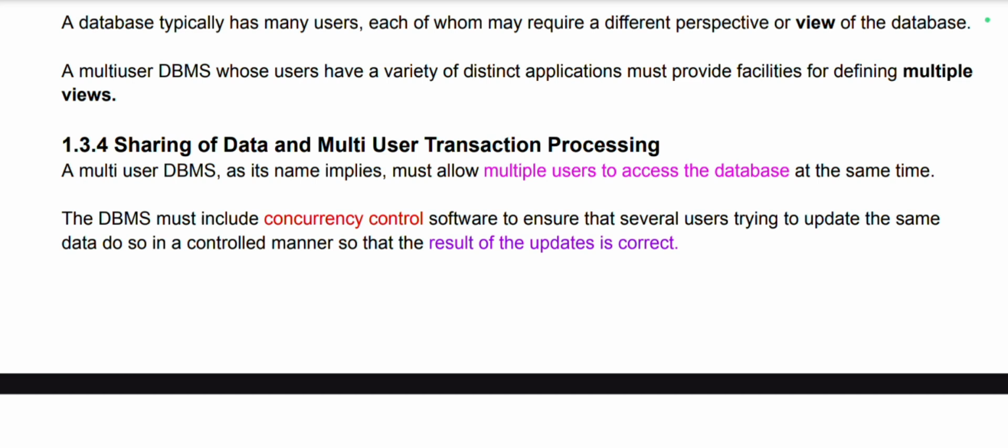And fourth is sharing of data and multi-user transaction processing. A multi-user DBMS, as its name implies, must allow multiple users to access the database at the same time. At the same time, multiple users can access the same data. The DBMS must include concurrency control software to ensure that several users trying to update the same data do so in a controlled manner so that the result of the updates is correct. It means the DBMS software should include concurrency control.